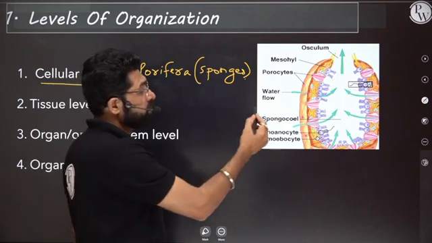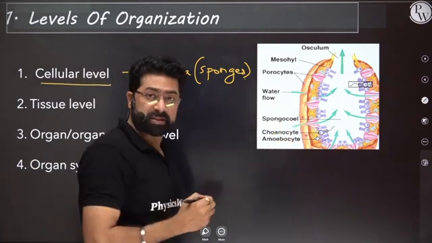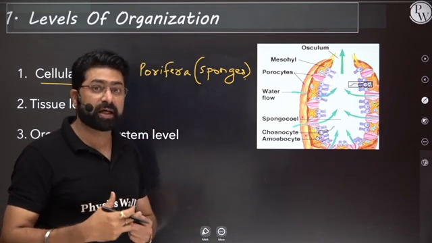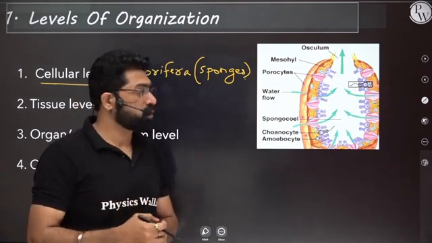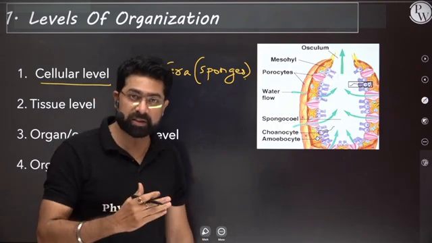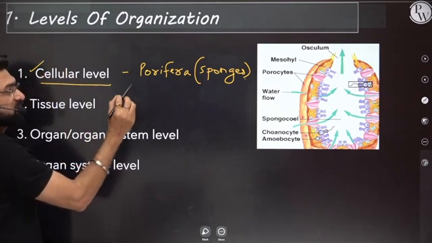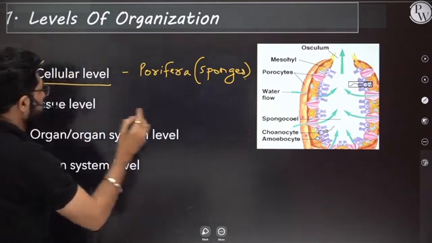And those functions may be to carry the nutrients, storing the food. And maybe some cells are involved in nutrition also. We'll talk about each and every one in detail in Porifera. So let's understand first. This is the cellular level, which means each and every function is performed by cells. They never organize to form tissues.